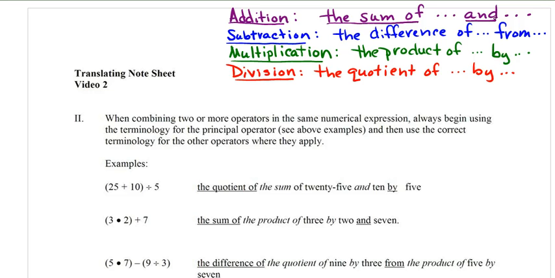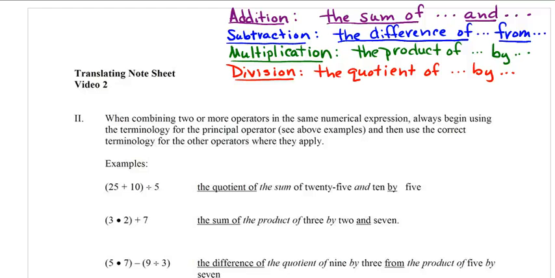For subtraction, the key phrase is the difference of. The connecting word is from. Differences are different. We subtract the second number, which is on the right, from the first number on the left.